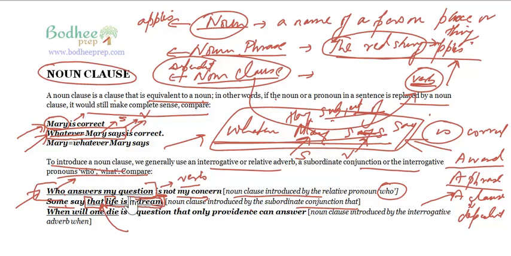Complete meaningful idea, right? It has a verb. But it is dependent. Why? Because it has a conjunction that, and therefore it is dependent.